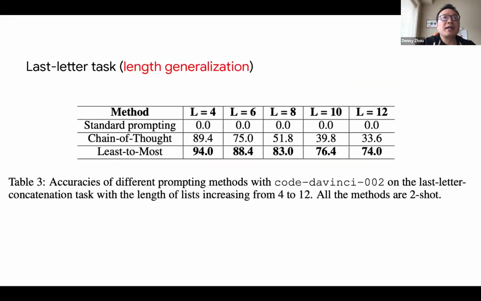Now look at the last letter concatenation task. Now it's a length generalization split. Look at the last column. If the list has 12 words, chain-of-thought prompting gets accuracy 33%, way better than standard prompting, which has an accuracy of 0, not surprising. But this two-step prompting can get accuracy 74%. Of course, I have to say, natural language rationales are not like code, so they are not very accurate. So we didn't get accuracy 100% here.